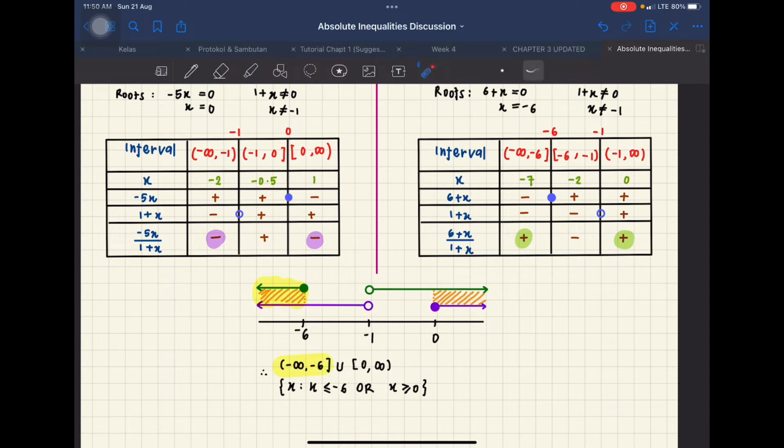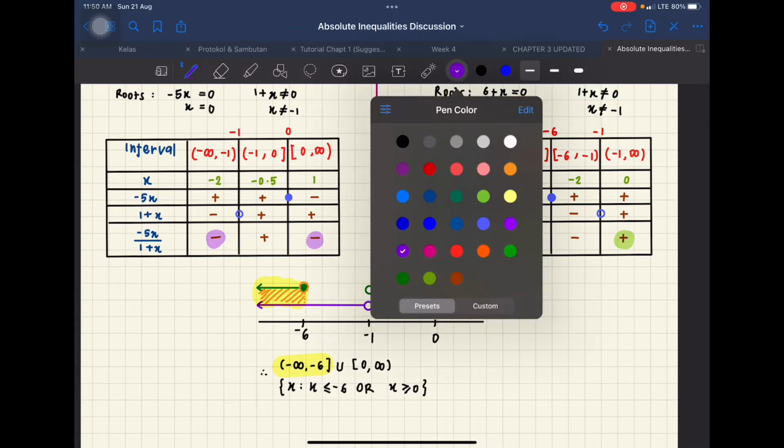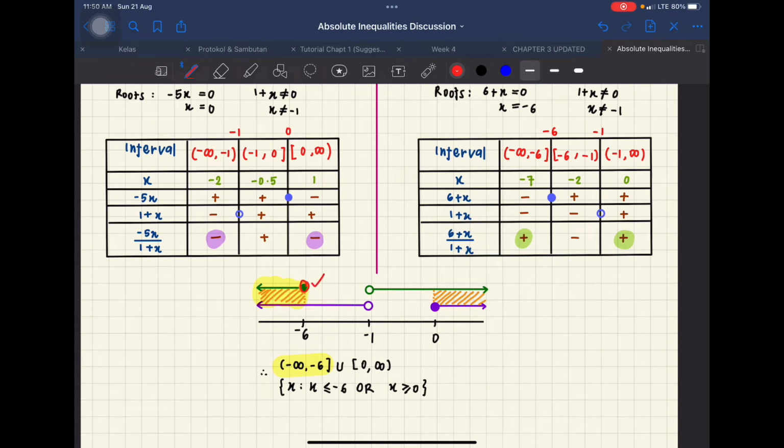Okay, so kenapa dia close bracket? Kenapa dekat negative 6 ni close bracket? Sebab dekat sini, sama pula warna dia. Warna purple lah. Ni. Sebab dekat sini ada, dekat sini pun ada. So, dia kira ada. Saya warnakan. Okay. So, that's why dia jadi close bracket.